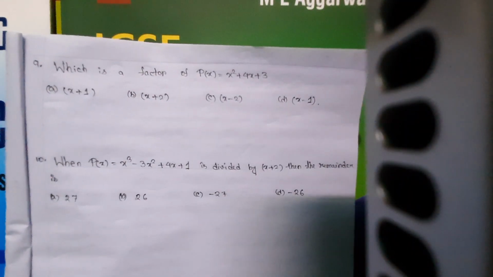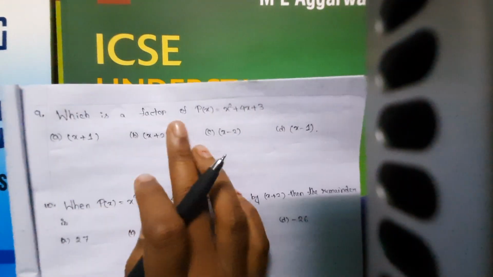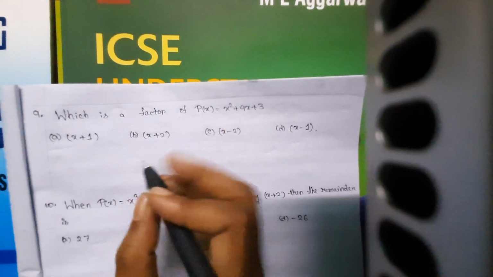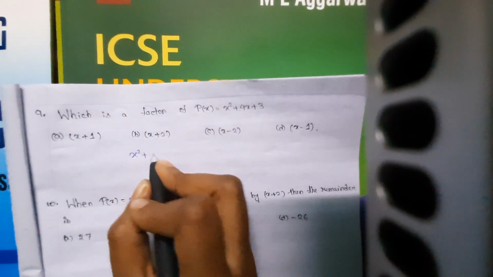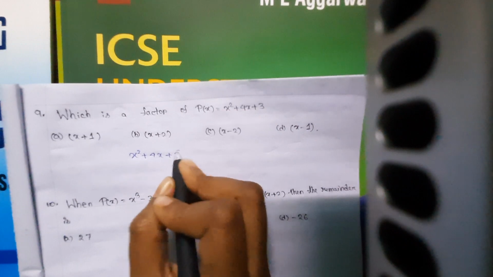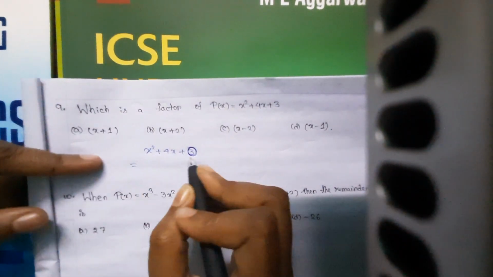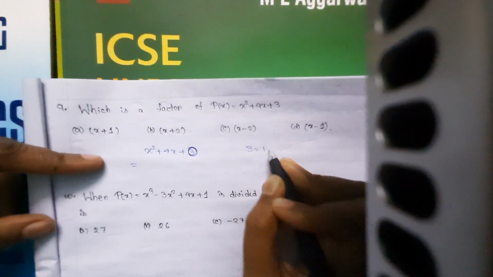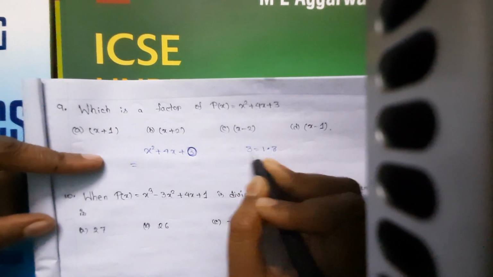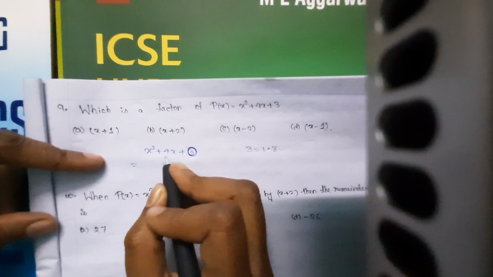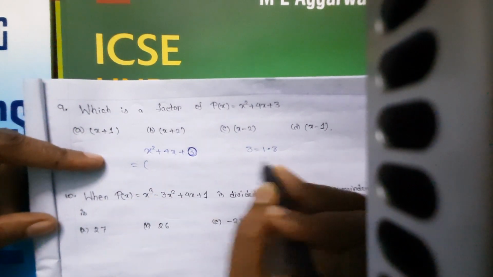Now question number 9. Which is a factor of x square plus 4x plus 3? You know 3 ones are 3. So here 3 and 1 will be the two numbers for this equation, and 3 plus 1 is 4.